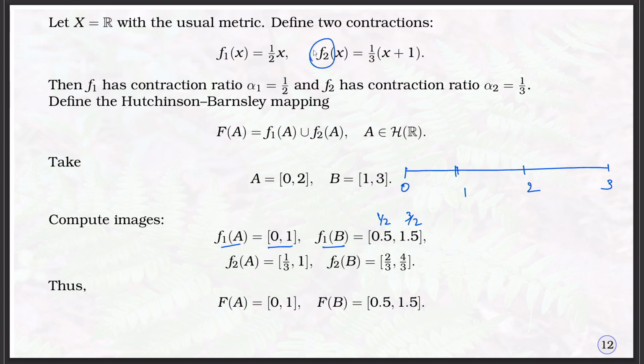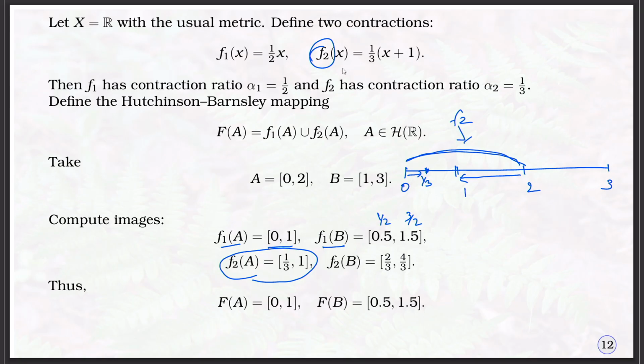If you are applying the mapping f2 on this interval, then this whole interval maps to f2 of A, which is 1 by 3 to 1. So, 1 by 3 is maybe here, and if you are applying it to 2, 2 becomes 1. So, this goes to here and 0 goes to here, just shrinking from both sides.